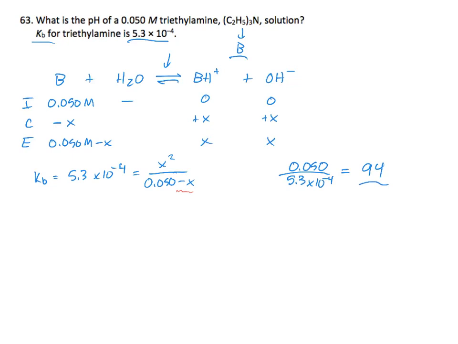So what we want to do is multiply this through and put it in the form ax squared plus bx plus c, and when we do that multiplication out, we get 0 equals negative x squared minus 5.3 times 10 to the minus 4 x plus 2.65 times 10 to the minus 5.